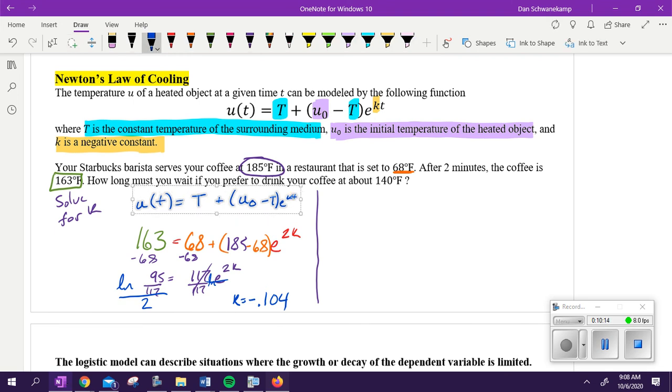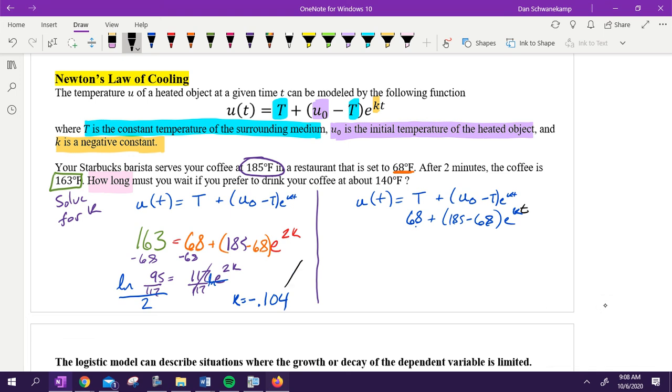So this time through, same concept, but it's not exactly the same. It's still 68 degrees in the restaurant. It still started off at 185 degrees. I know what my K is. This time through, I'm trying to figure out how long, so I'm searching for T. The only thing I have left is to plug in U of T. What is my temperature going to be this time through?